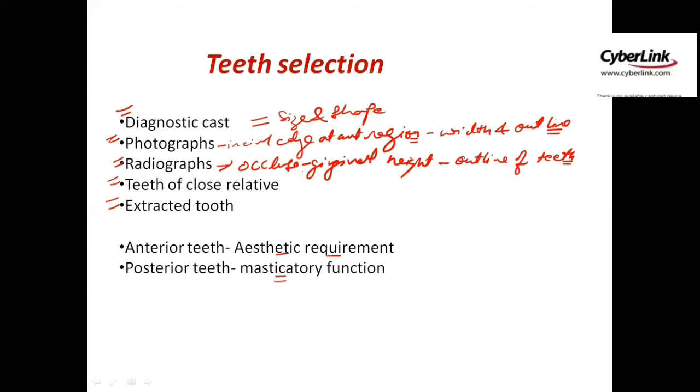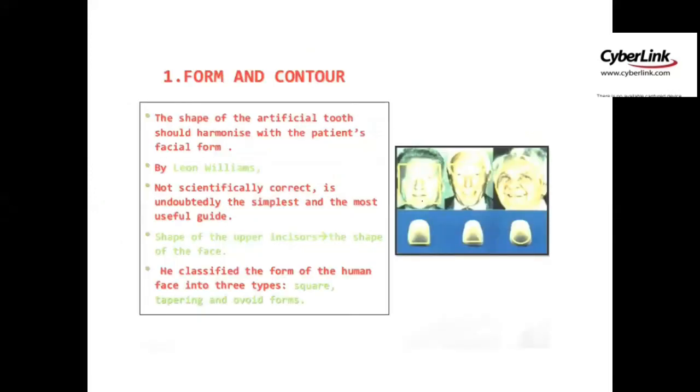Then teeth of a close relative. This method is usually followed only if the other records are not available. That means it is a last choice. The size and contour of the patient's son or daughter's teeth can be taken as reference. Then your extracted tooth. This is the best method, I think, to determine the size of the anterior teeth. The exact detail about size and contour can be recorded from this method.